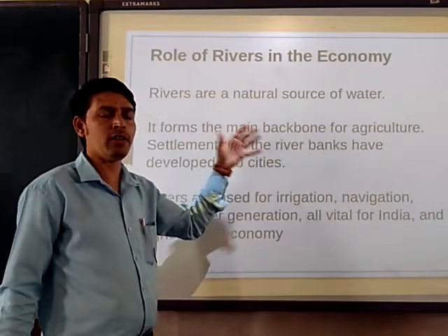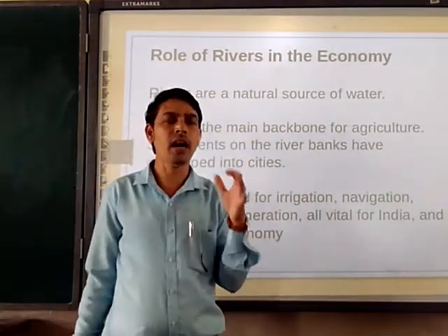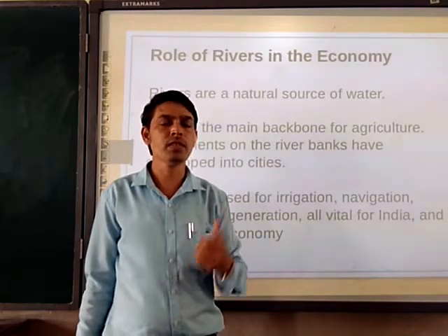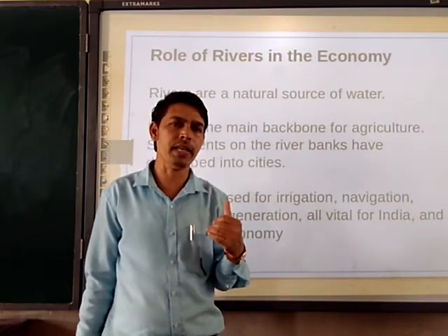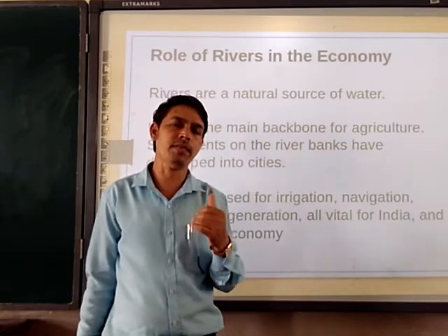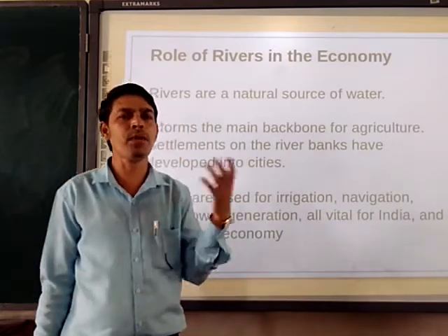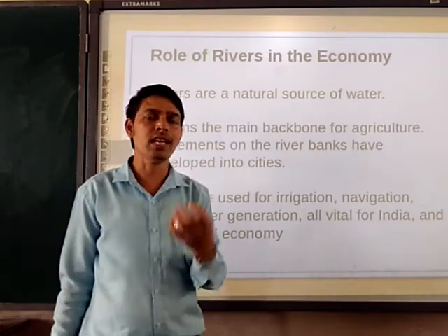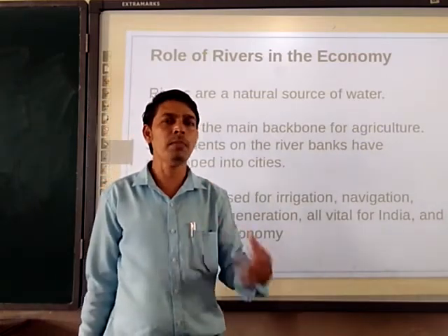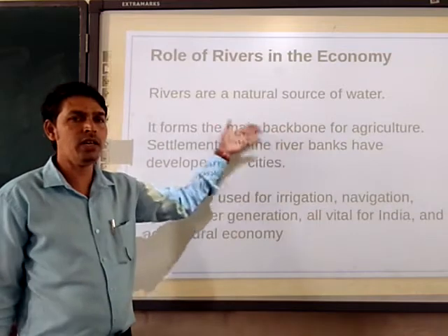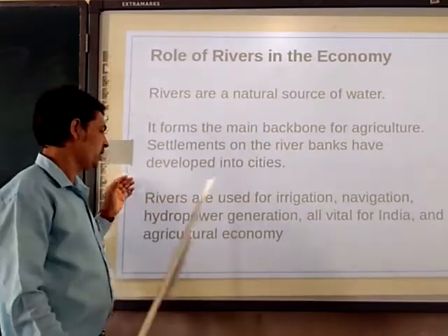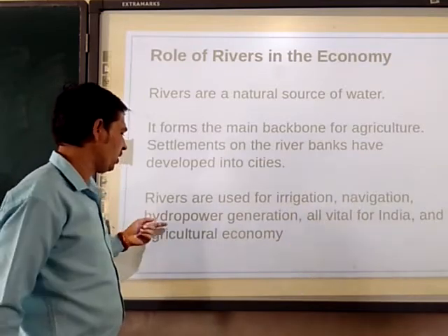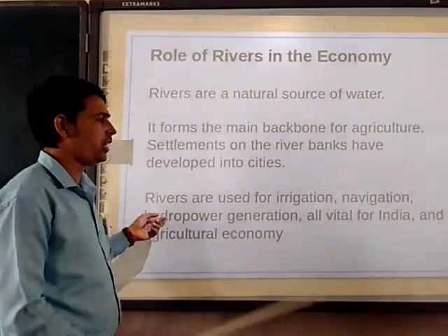On the bank of the river, New Delhi and Agra are based on the Yamuna river. Nasik is situated on the Godavari river. Surat is situated on the river Tapi. Like that, so many famous cities are situated on the bank of the river because that is the main source of water, plus the main source of agriculture and for our survival purpose. Then rivers are used for irrigation, navigation and hydropower generation.